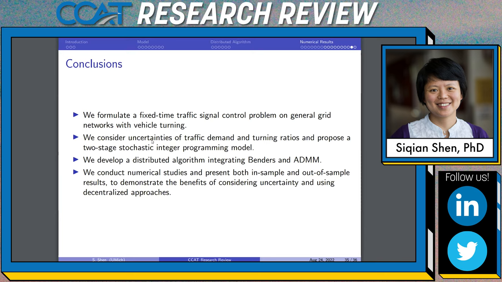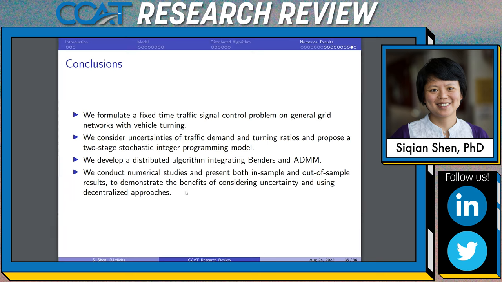And the way we also try to innovate the model is by thinking about uncertainties. A lot of the time when we do this planning, you don't necessarily know the traffic demand and the turning ratio, so we take both into account as uncertainty in the model. The approach we use is two-stage stochastic integer programming. Because there are integer variables, the problem is going to be gigantic, so we need to use decomposition and distributed algorithms, based on Benders and ADMM.